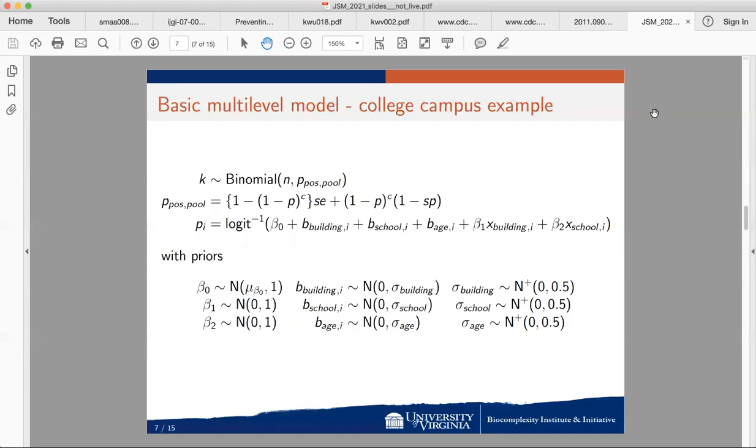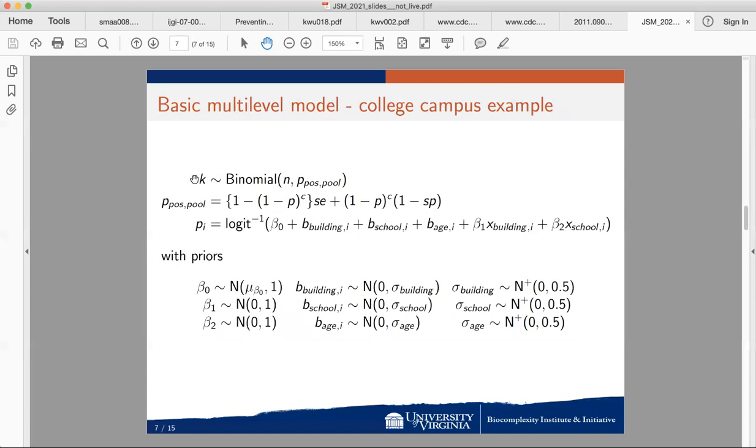So to give you an example of how this would look, here's a very basic multi-level model. Consider an example where the population of interest is the students on a college campus, and we utilize pooled testing as well as stratified sampling to select the students to be tested. The students are selected based on stratified random sampling, based off of the building that they live in and the school that they study in. So how this would look is given here.